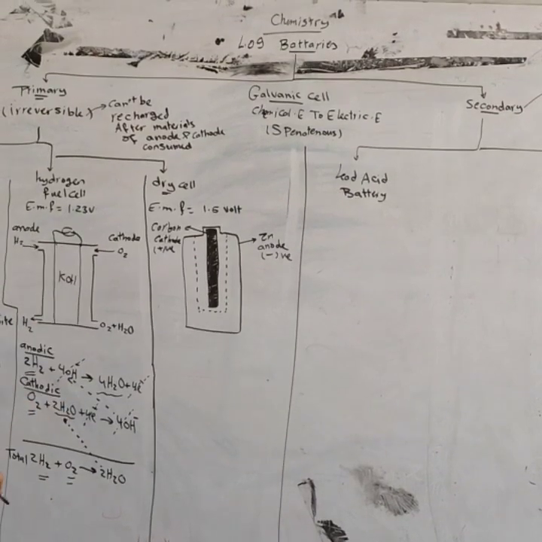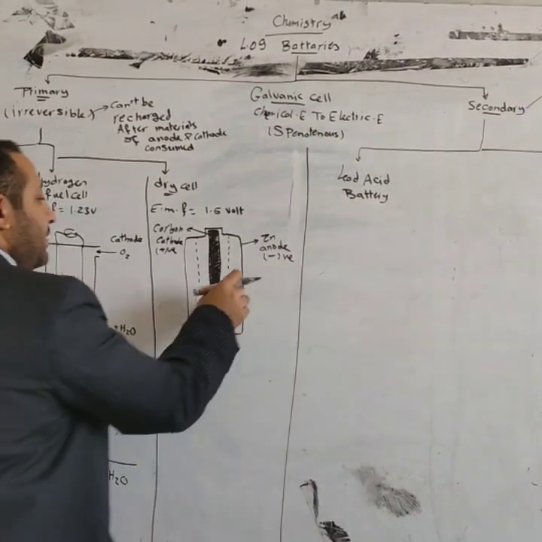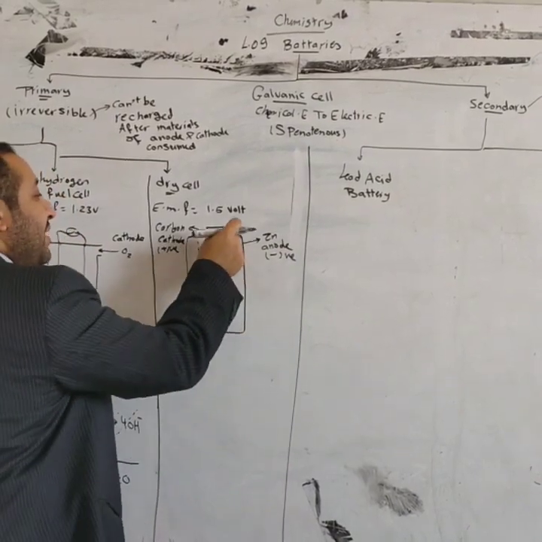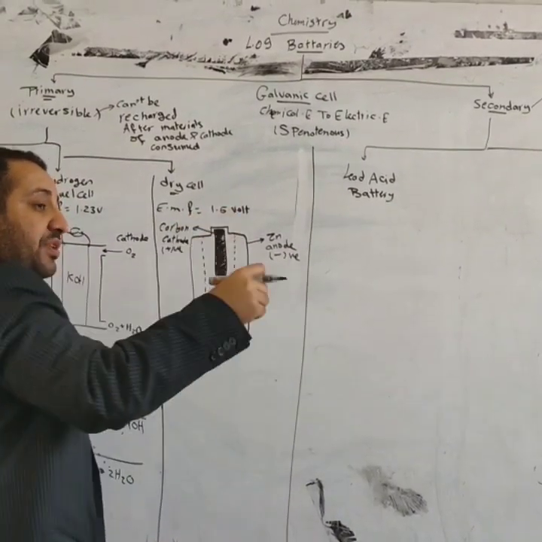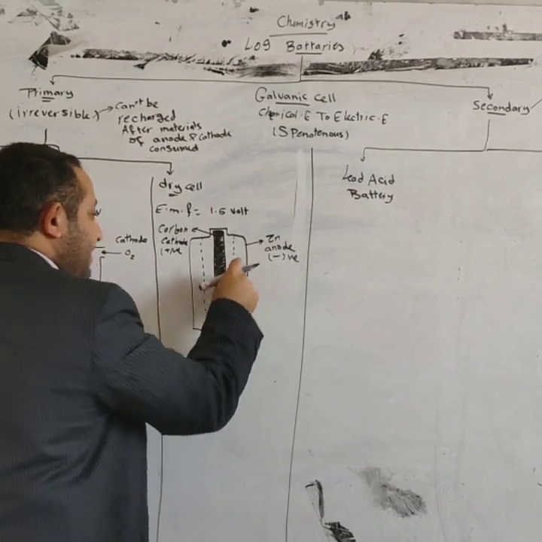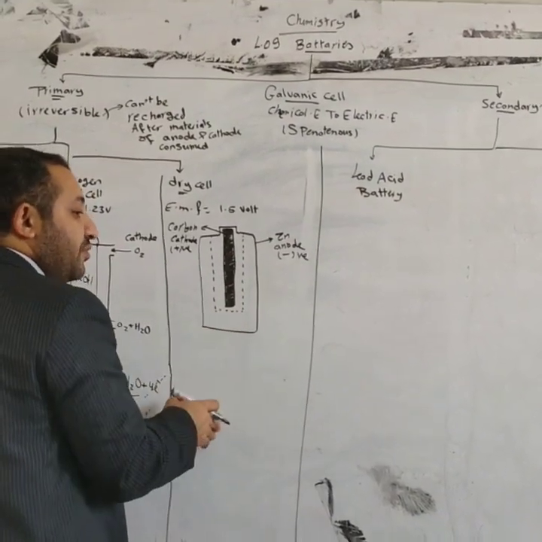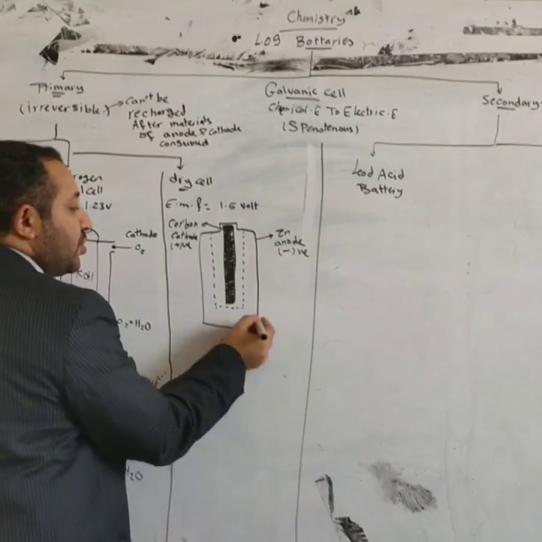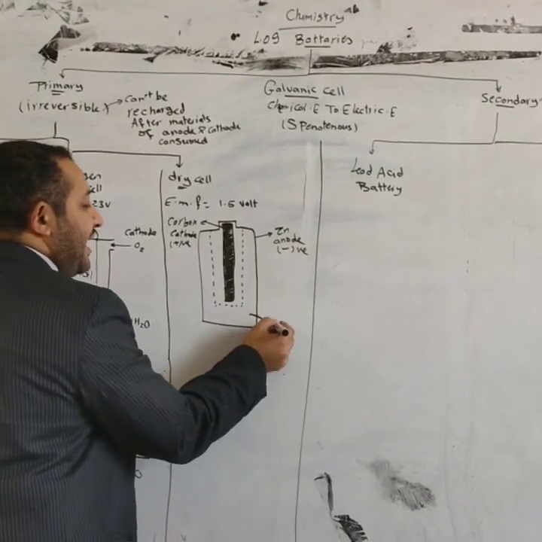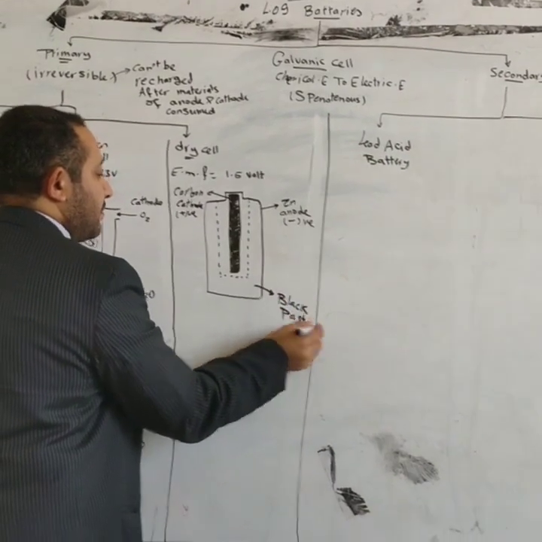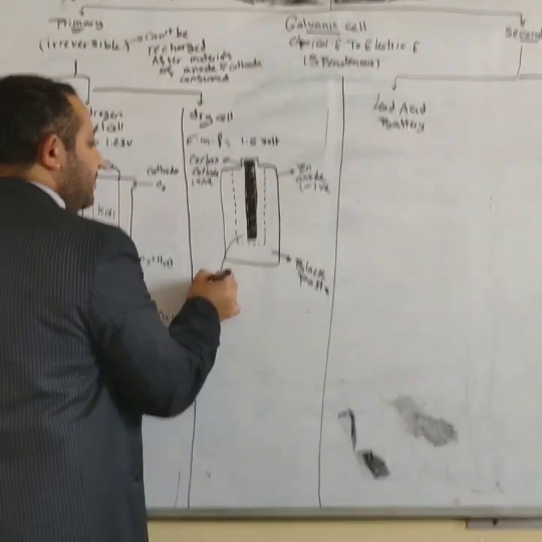When you open this cell, you will find the zinc case, then the moist paste, then the separator, like paper, between this paste and that paste, but it's semi-permeable, allowing the movement of material and electrons. So we'll find the black paste and the white paste.